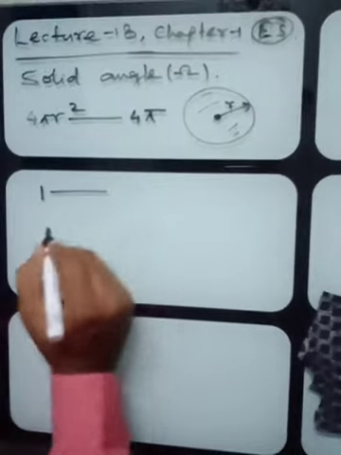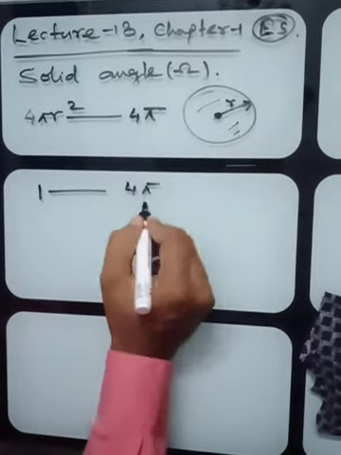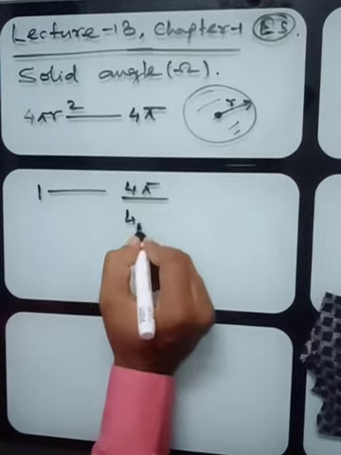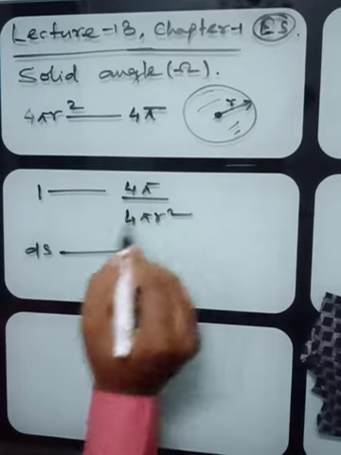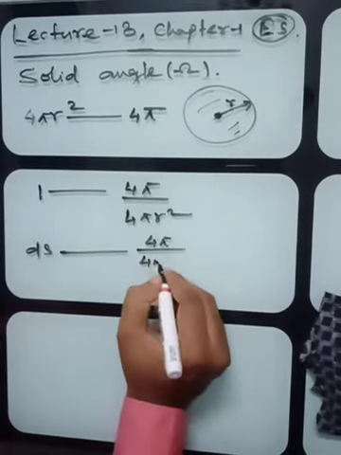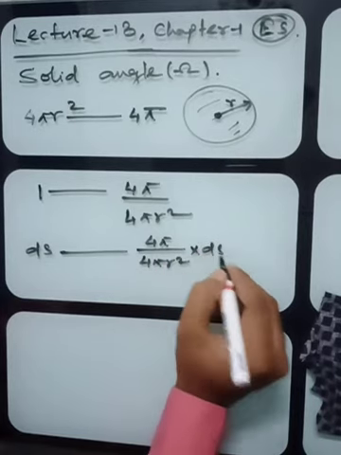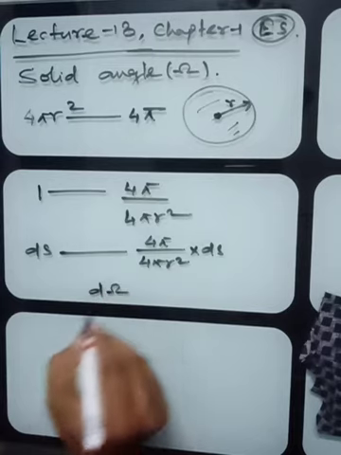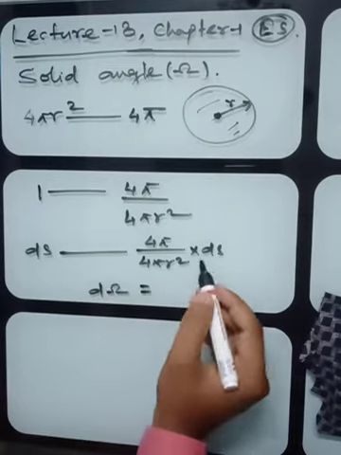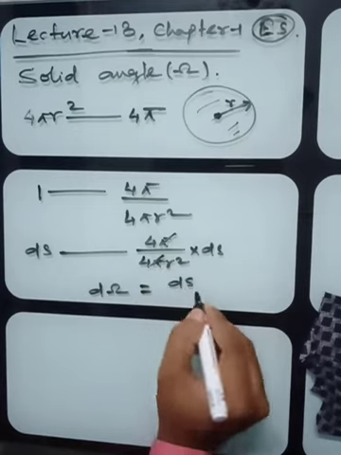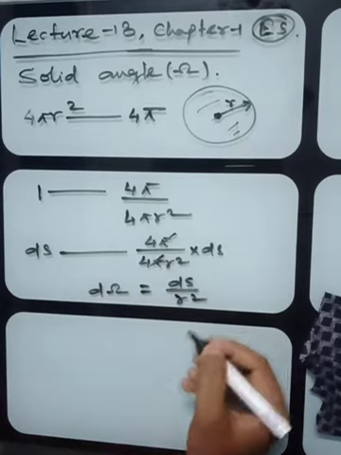For unit area, how much will it be? 4 pi over 4 pi r square. And for surface area ds, this will be 4 pi by 4 pi r square times ds, and this is nothing but the solid angle for elemental area ds. It will be cancelled out, so it is ds by r square.